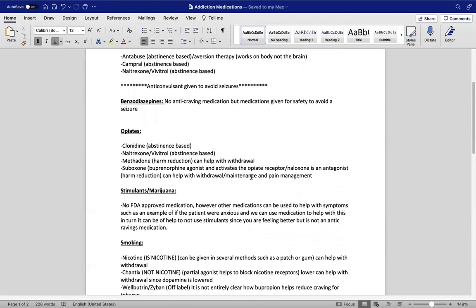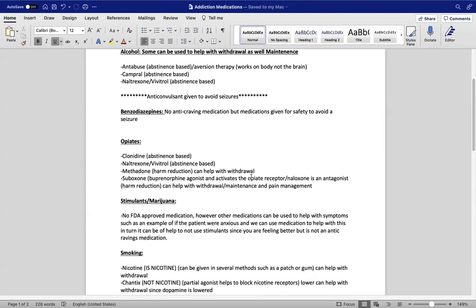So starting with Antabuse, I think probably one of the most well-known. We talked a little bit about this, I believe, in most of these classes. So Antabuse is considered an anti-craving medication for alcohol. That is true.